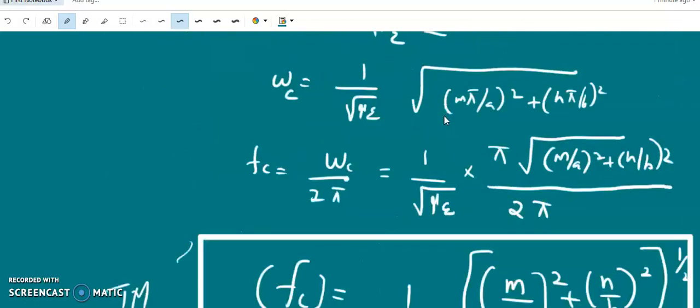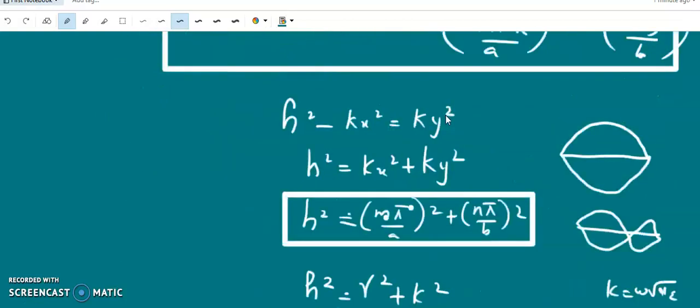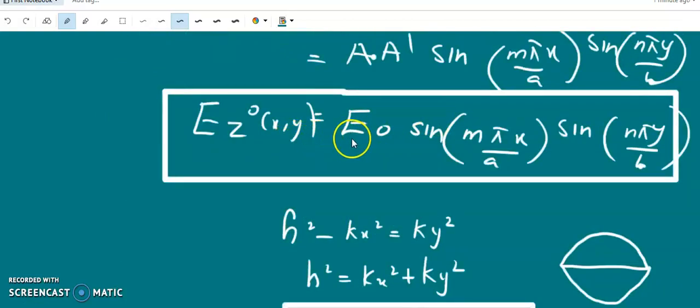And we can see that for TM modes in rectangular waveguides, neither m nor n can be 0. Because when m and n are zeros, we can see that Ez0, which is equal to E0 sin(m pi x by a) sin(n pi y by b). So when m equal to 0, Ez0 is 0. And when n equal to 0, this is 0. When m and n are both equal to 0, this is 0.